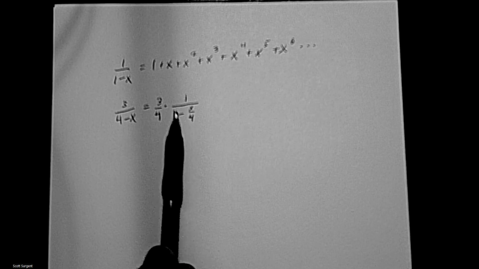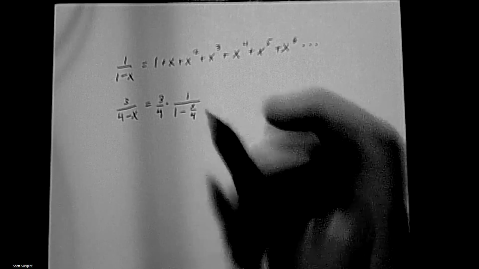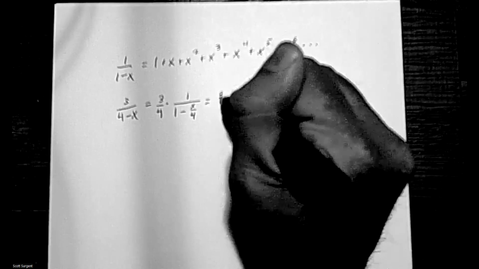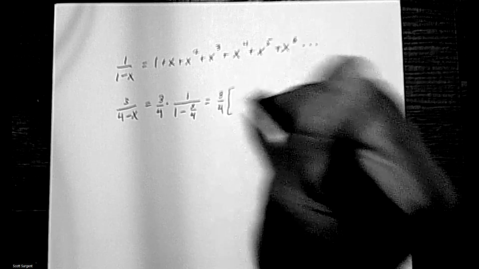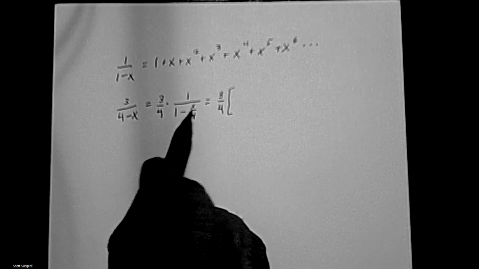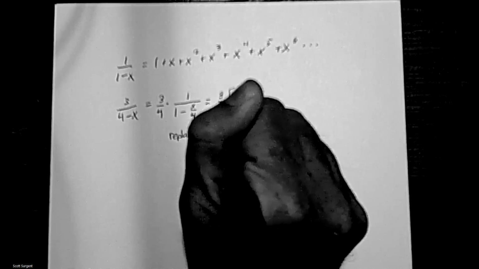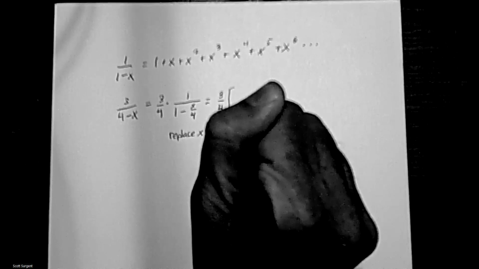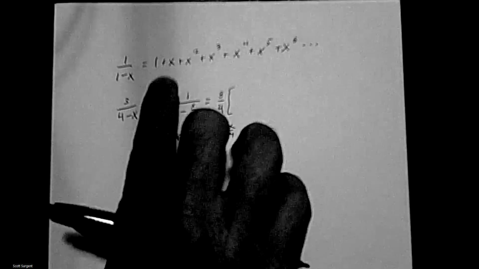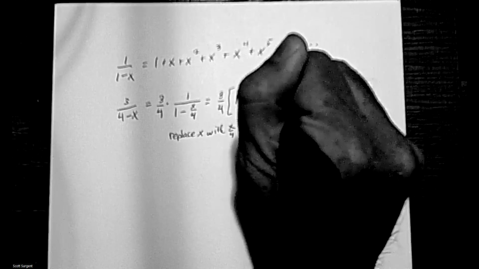So what I've got is I can now use this kind of format on this guy. We'll do it right now. So we're going to replace all of the x's. And by the way, when it's negative, you don't need to be fancy. Just replace x with x over 4, because the sign's already taken care of. So I have 1 plus x over 4.